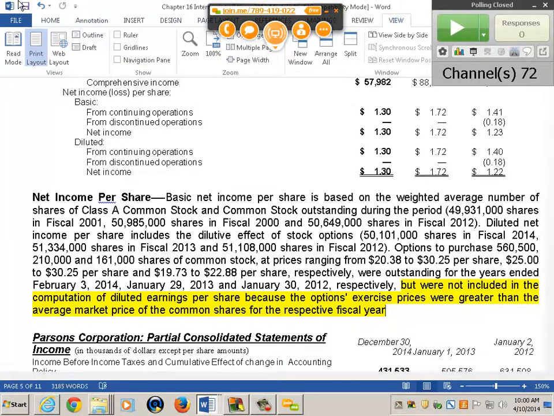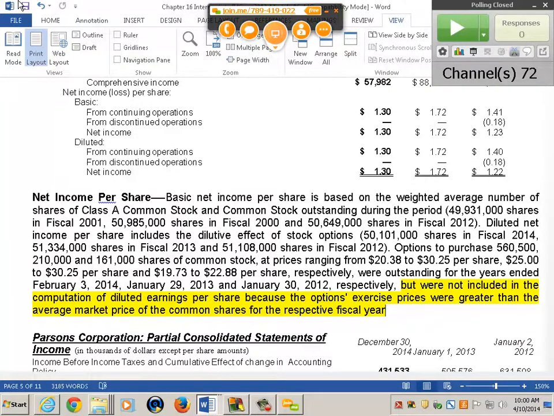But in the earnings per share disclosure, the key is the fact that from the analyst perspective, the analyst needs to know that there are other potentially dilutive securities that may not be included in this calculation because their effects are anti-dilutive. Okay.